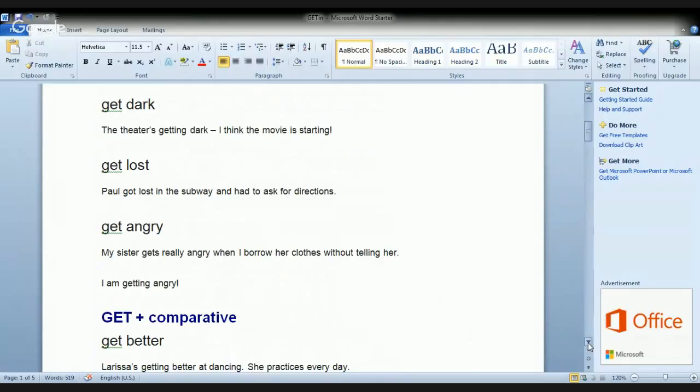So the next example we have is get angry. Okay, so my sister gets really angry when I borrow her clothes without telling her. Okay, so the reason my sister gets, it's a habit because it looks like you seem to borrow clothes quite often. And so she gets angry in the present simple. And the next example is I'm getting angry is the process of. And so that's, we're using the present continuous here. And that just means that you're in the process of getting angry. However, you're not angry yet, but you're going to be.